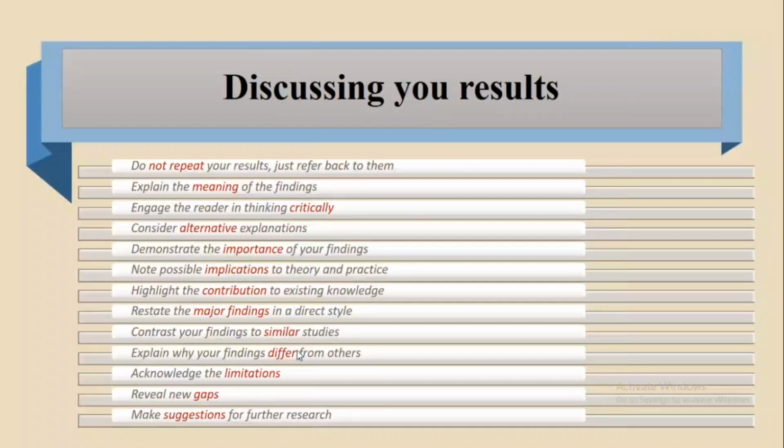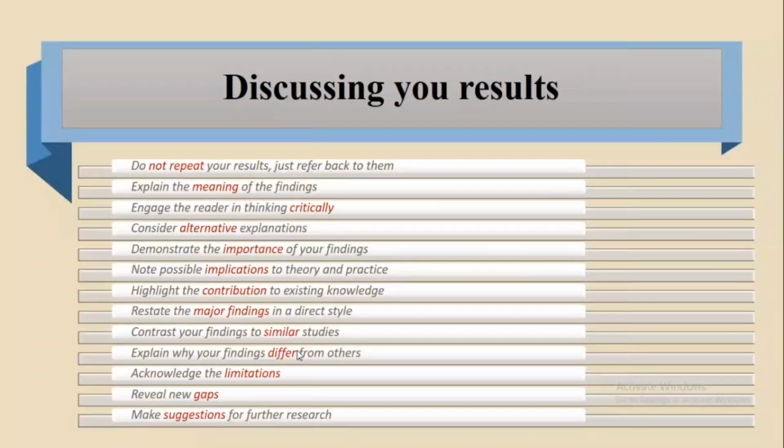I always saw students who wrote the results again when they are required to write a discussion section. It is as if they summarize the results. You never repeat the results. Do not repeat them, just refer back to them. The relationship that was detected between variable A and variable B means, or suggests, or shows. You never say there was a relationship. You never repeat.